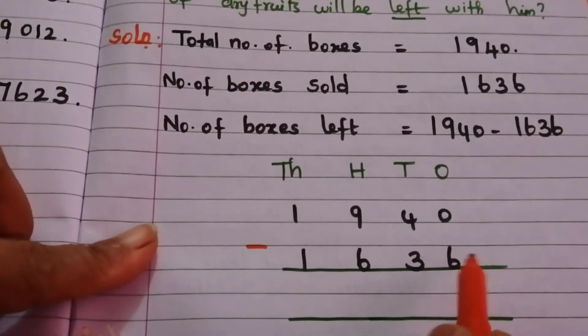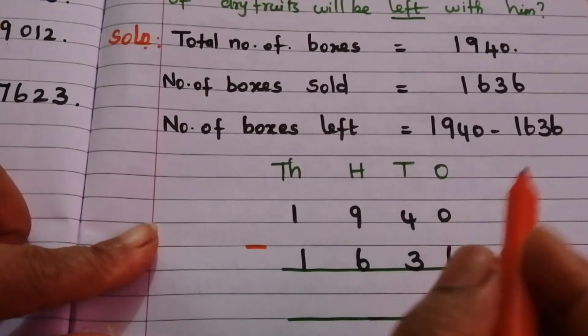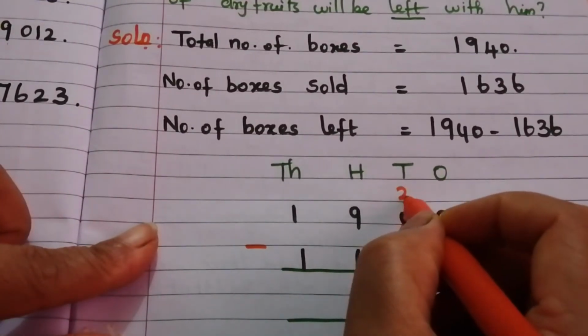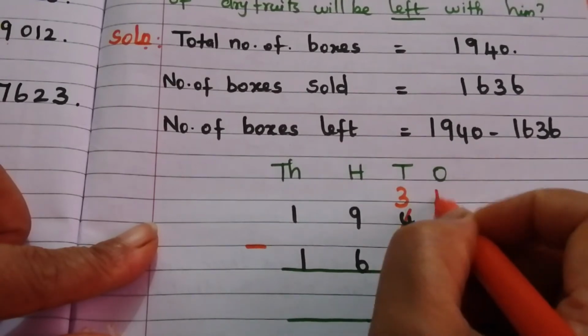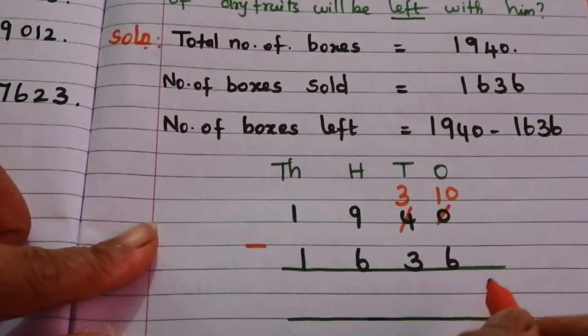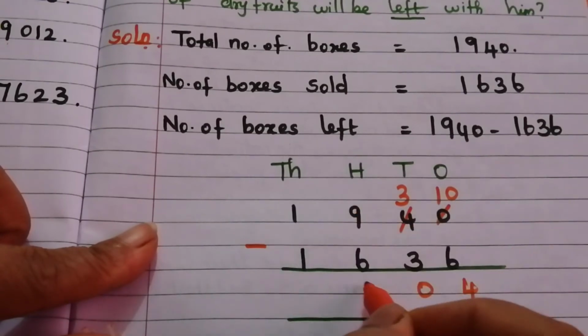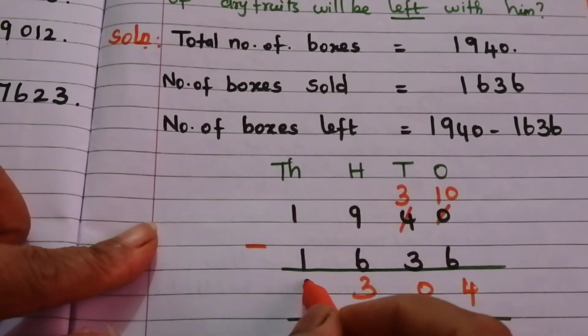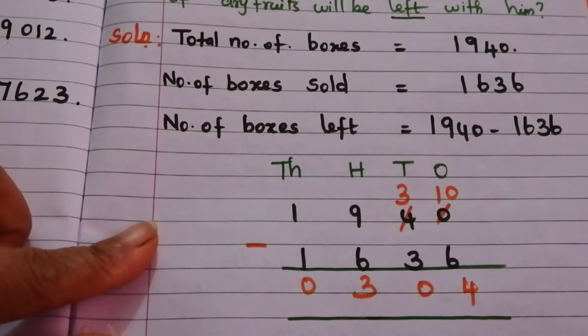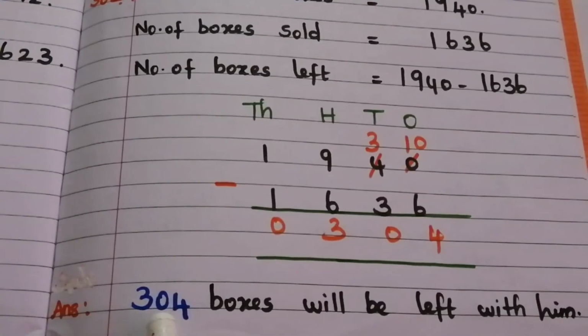You write these two data vertically, then do the subtraction operation. Start from ones place. We can't subtract 6 from 0. So borrow from this 4. It becomes 3 and this 0 becomes 10. 10 minus 6 is 4. 3 minus 3 is 0. 9 minus 6 is 3. 1 minus 1 is 0. So the answer is 304. So 304 boxes will be left with him.